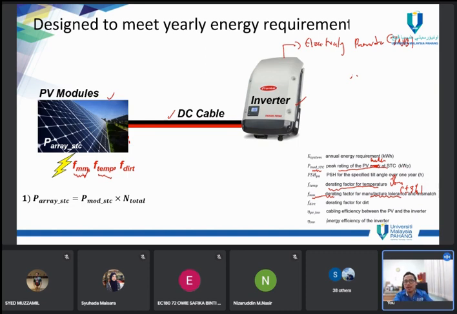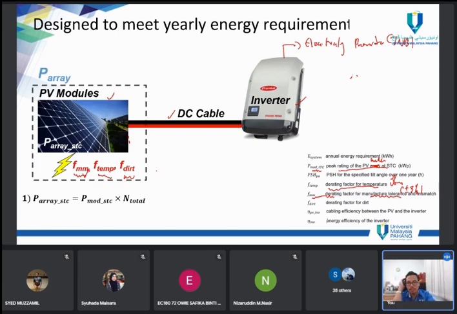Next is the F-dirt. Usually in a question we state it just like that, 2%, 3%, or 4%. If 2%, it means 1 minus 2%, you get 0.98 as the rating factor. The original value is 1, but after considering these factors, it becomes 0.97, 0.98, like that.